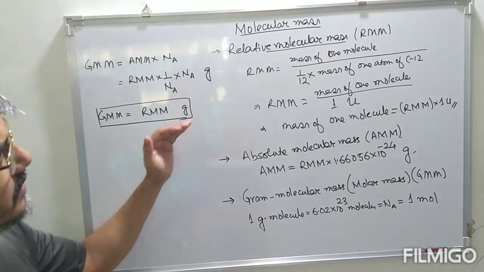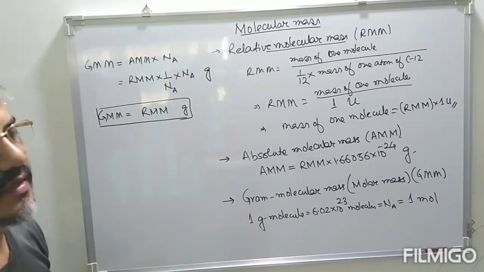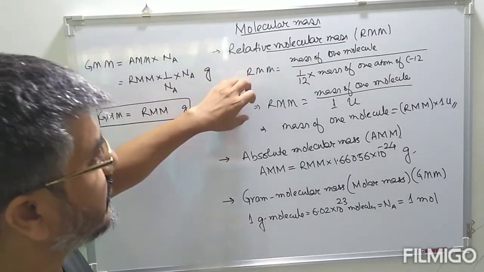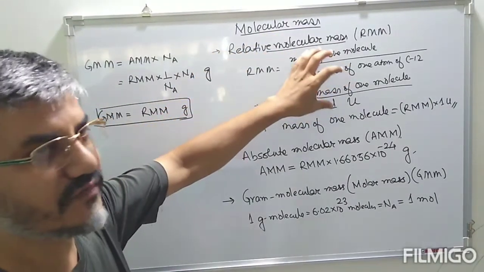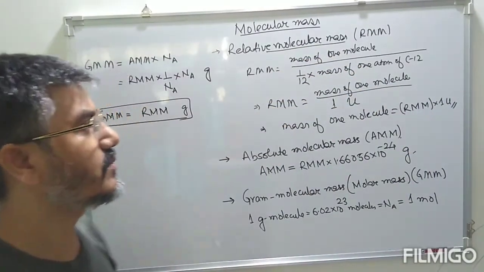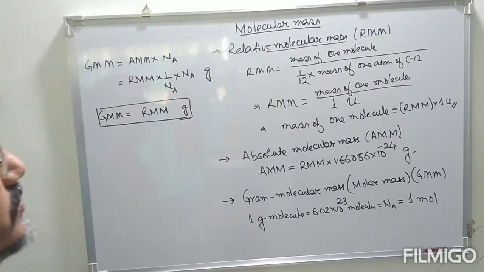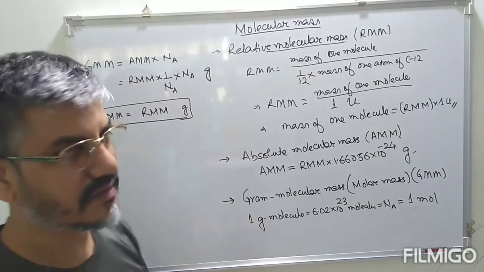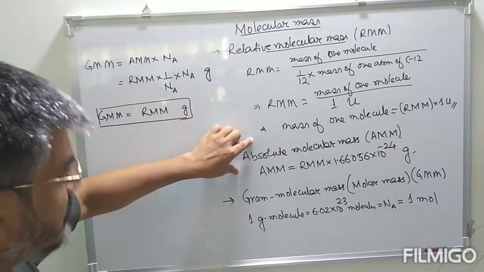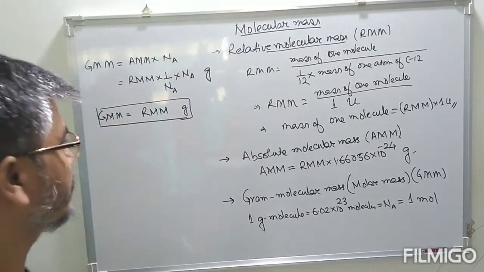Again, if a question says what is molecular mass, the definition should be: molecular mass is defined as the mass of one molecule of a substance with respect to 1/12 mass of one atom of carbon 12 isotope. That is defined as molecular mass, or simply relative molecular mass. This is absolute molecular mass. This is gram molecular mass.